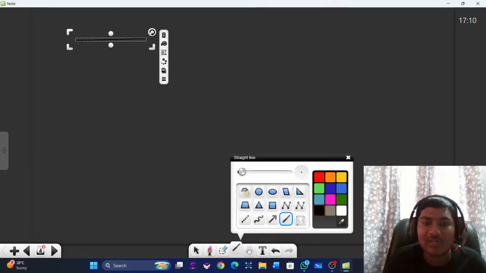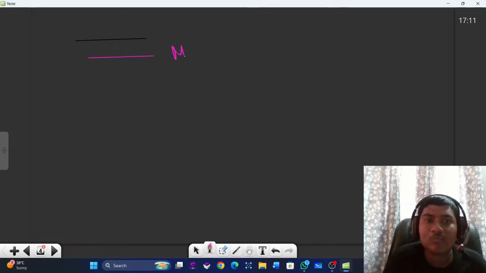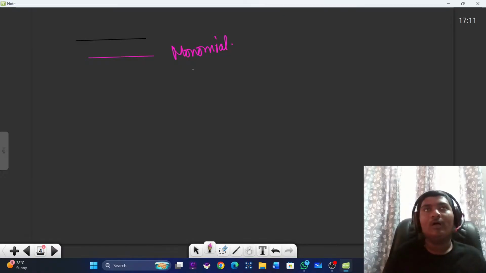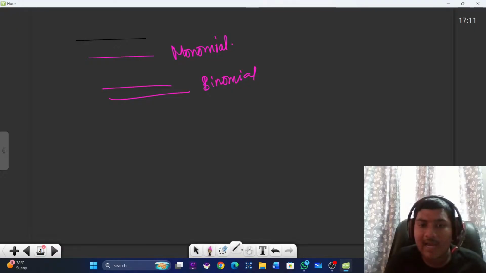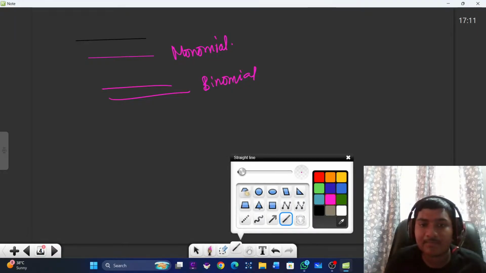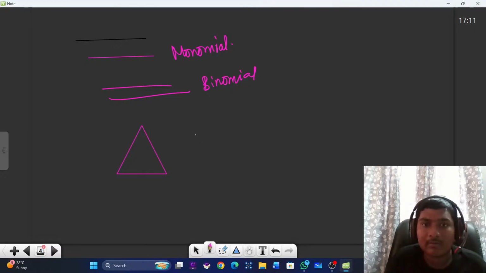The line that is having only one side will be called a monomial. I'll be explaining this to you. And the line that has two sides will be a binomial. Okay, children. And the one which has three sides is a trinomial.